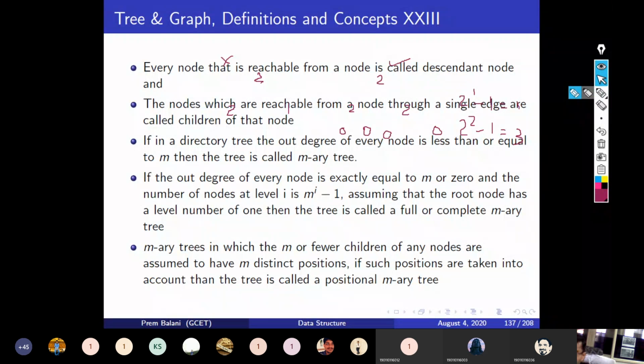Okay, so this complete m-array tree we will cover in the next lecture, because looking at the definition, I think the second condition has some mistake, or we'll see what it wants to say in the next lecture. Okay. So any questions, students?